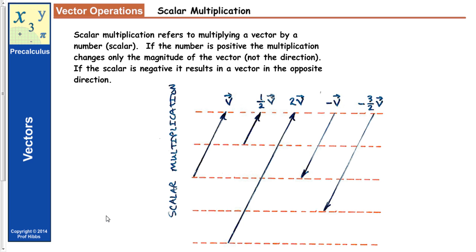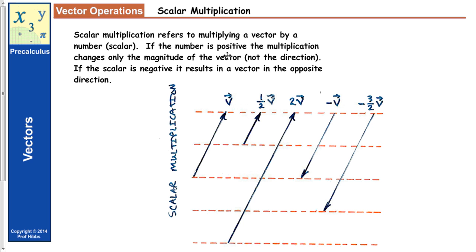So let's digest this a little bit at a time. Let's first look up here at this paragraph, and what it says, of course, is scalar multiplication refers to multiplying a vector by a number. That number is the scalar. A scalar is a real number, and we call it a scalar when it's used in conjunction with something that's not a real number, like a vector.